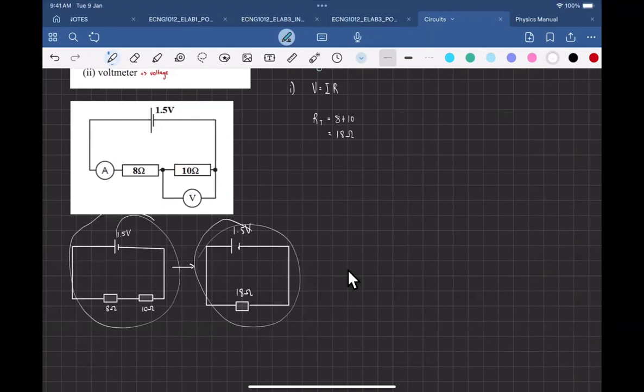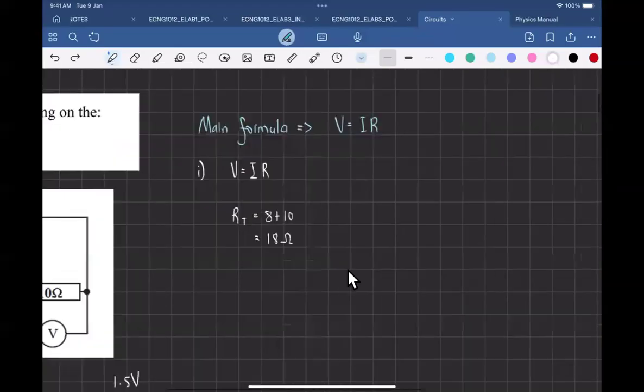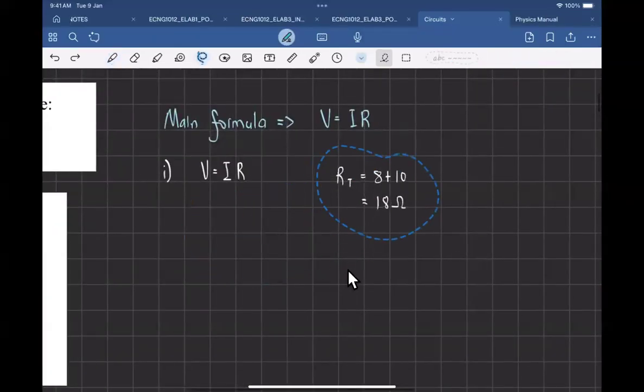Here, what about you? Are those two circuits different? No. Justin, what about you? No. Same thing. Is the same thing? Yes. Because 8 plus 10 is 18. It means the exact same thing, guys. Right, so we have the total resistance.